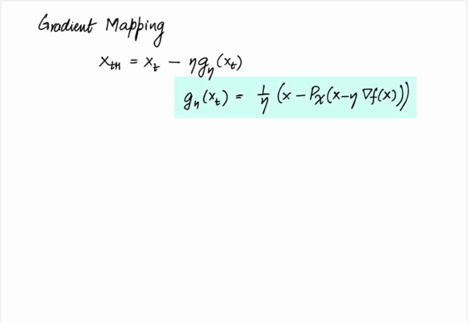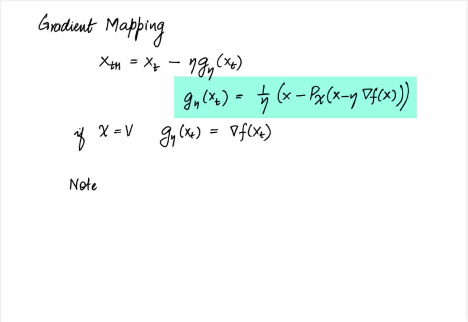Of course, if calligraphic X was the entire space V, then the gradient mapping would be the gradient itself. In general, however, we can see that the gradient mapping has several properties that are similar to those of the gradient. That will allow us to analyze projected gradient descent by following a similar proof outline as gradient descent. So let us look at the various properties of gradient mapping.